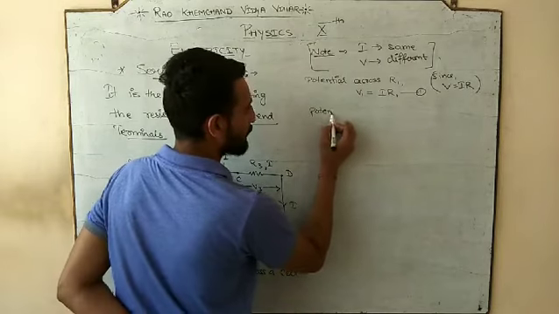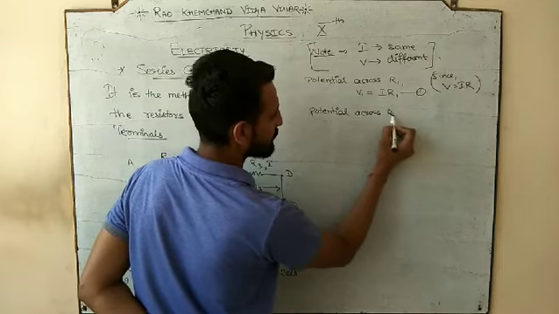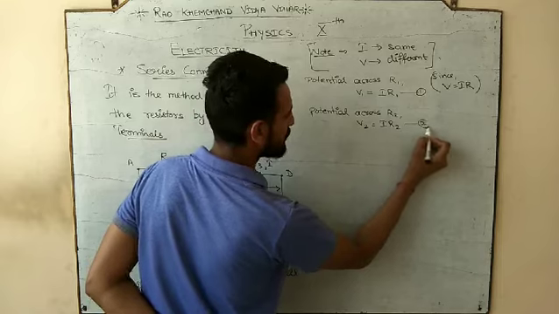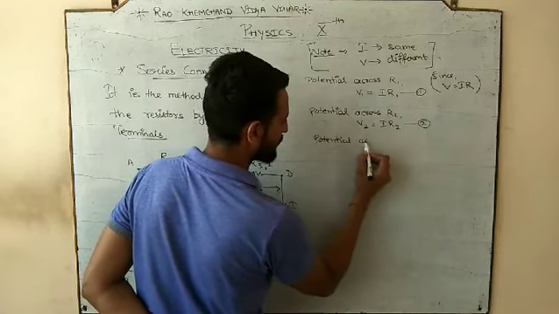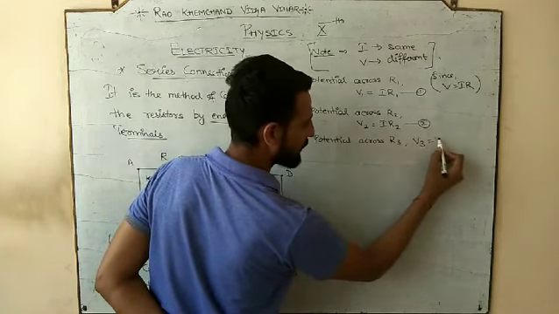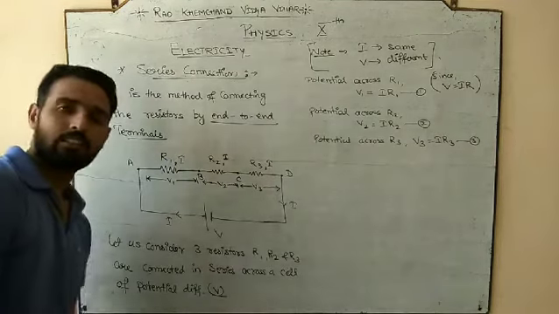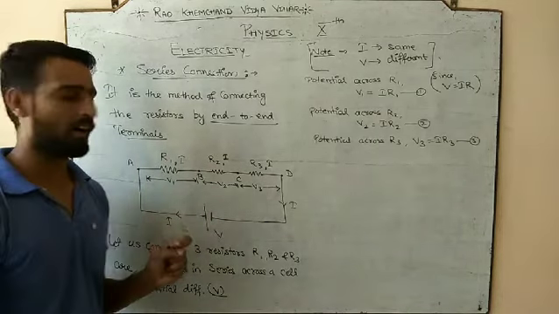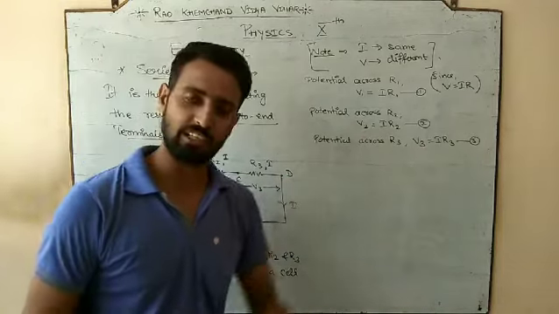Similarly, potential across R2. So what would be V2? It would be IR2. Similarly, potential across R3. So what would be V3? It would be IR3. So here, since the current is the same in all resistors, I is common in all, but R1, R2 and R3 are different, so that's why V1, V2 and V3 are also different.